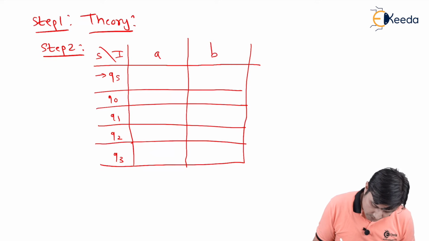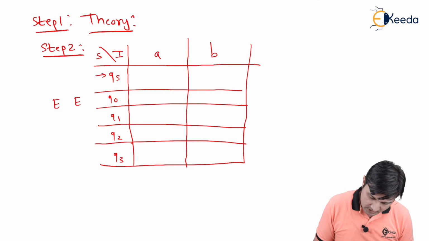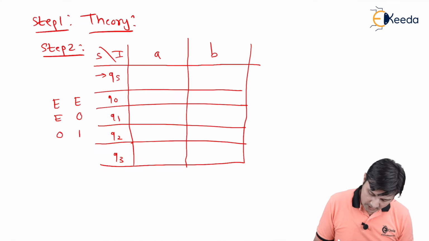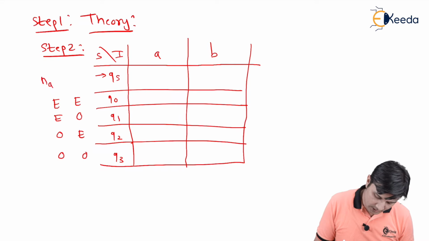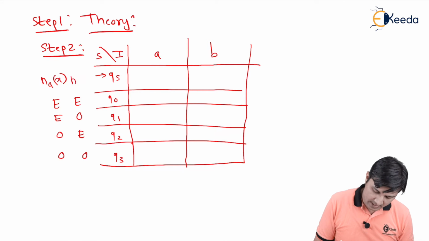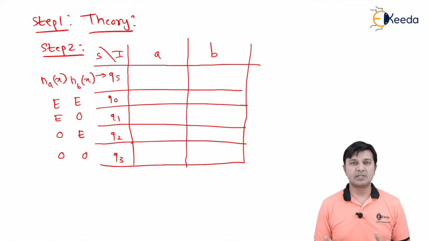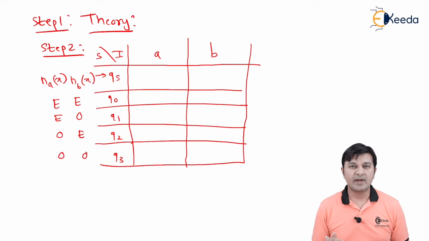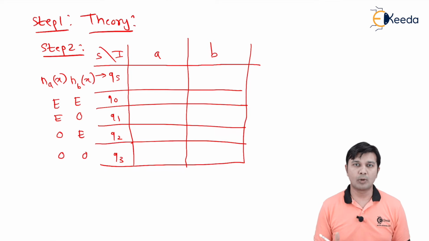So let's write it down. I am going to keep track of even a's and even b's, even a's and odd b's, odd a's and even b's, odd a's and odd b's. This is the number of a's in the input string x, and this is the number of b's in the input string x, with the start state. Marking the final state and all will be done later on. As of now, start with the problem.